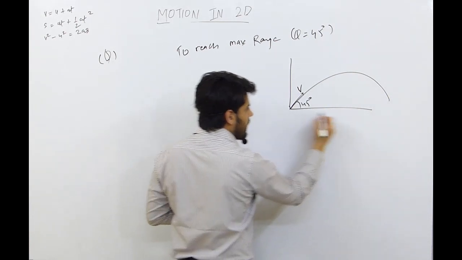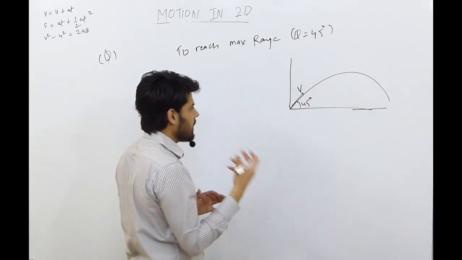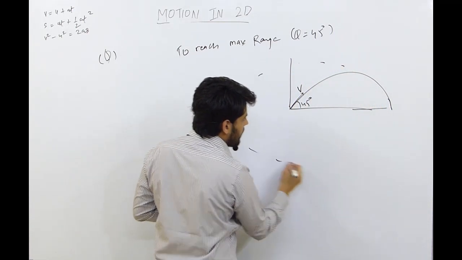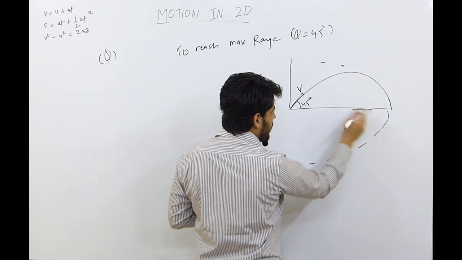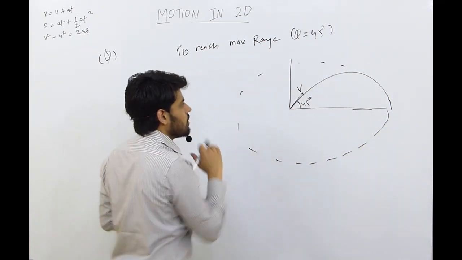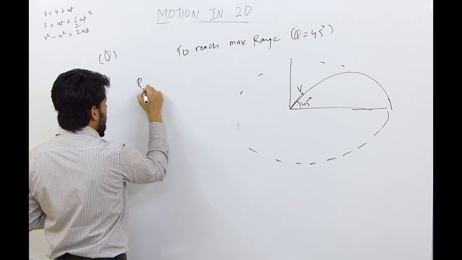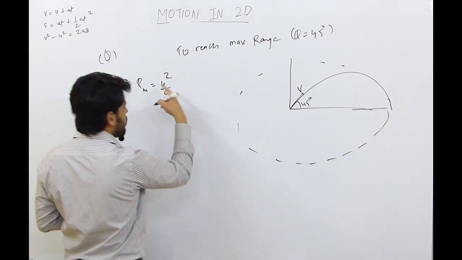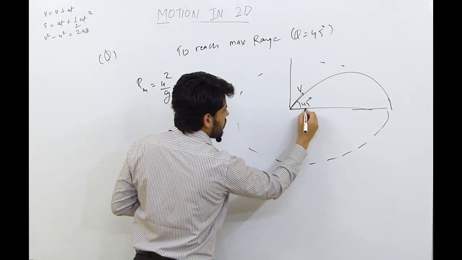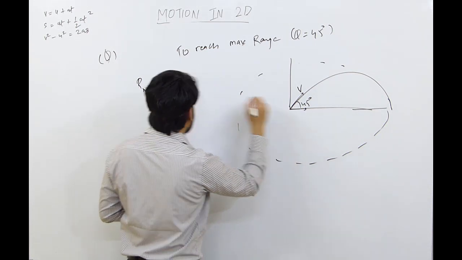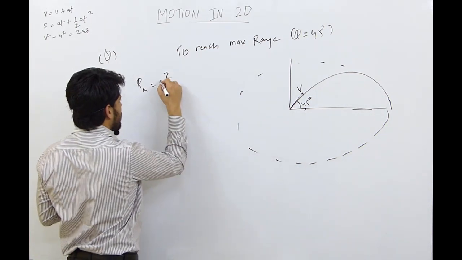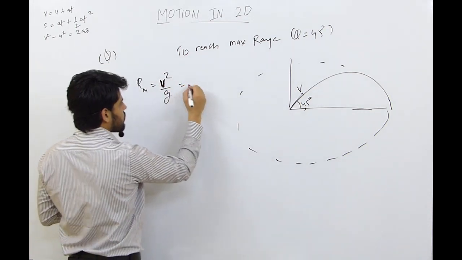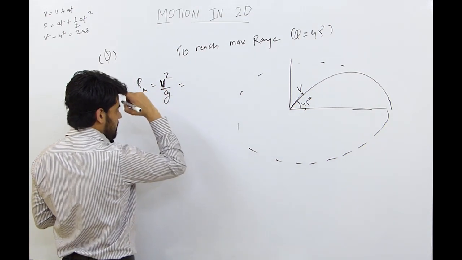The bullet has been fired and we have to calculate how much area that bullet can cover. So we will consider this as the radius. The area covered will be like this. So this range will be the radius for the circular path. So R max is u square by g, and u is v only, because we have taken 45 degrees, so v square equals g R maximum.